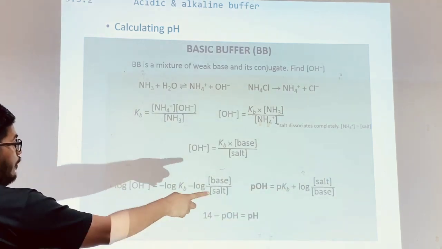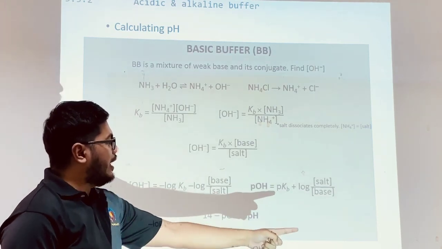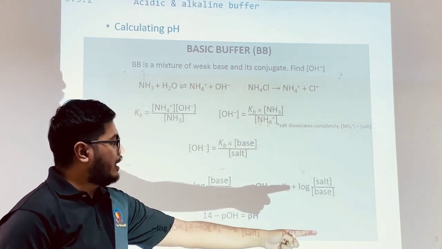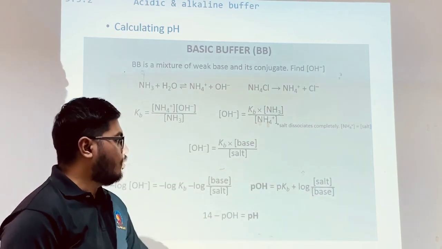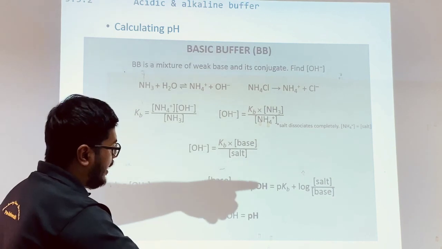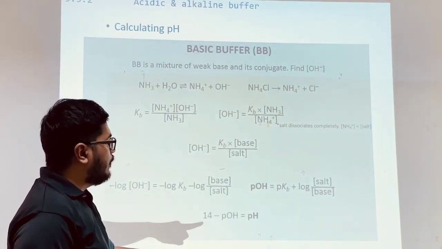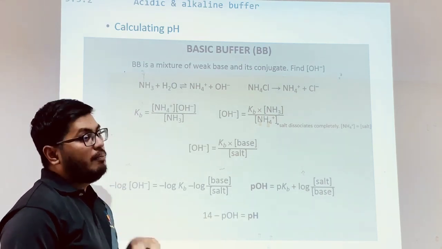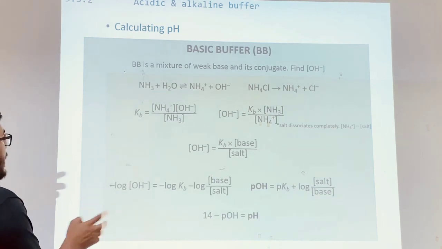So jika awak tengok formula ini sama macam formula acid tadi, bezanya adalah ini pKa, pKb, dan log salt sentiasa di atas, bawah ini it's either acid or base. So you will get POH. To get pH, you can use this formula 14 minus POH equals to pH, ataupun boleh guna KW. Okay, so that is basic buffer.